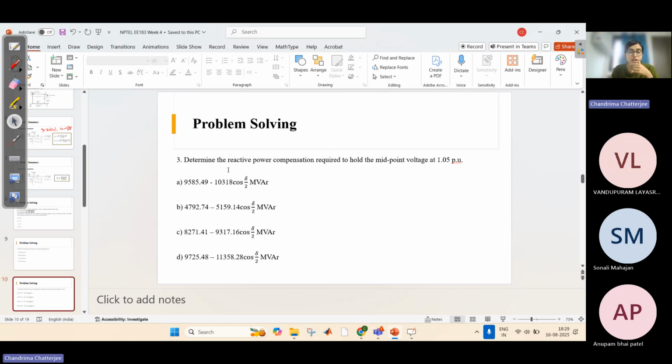Okay, so the third problem is: determine the reactive power compensation required to hold the midpoint voltage at 1.05 per unit. Now, compensation is required to maintain the voltage at 1.05 per unit. So, what will be the expression of the reactive power?